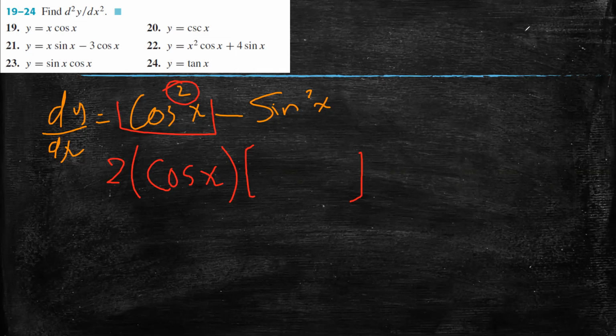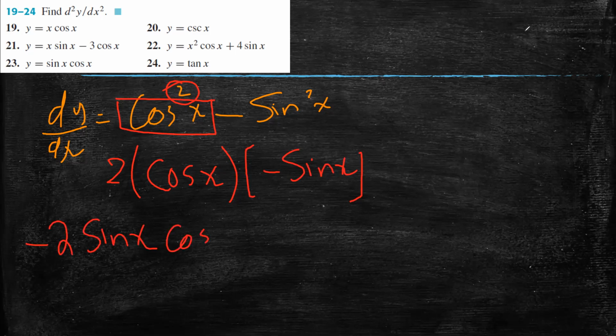Then what is the derivation of cosine? I mean the derivation of the function. Negative sine. So for the first one here, it's negative 2 sine x cosine x. Let's go now to the second one, minus. The same steps here.